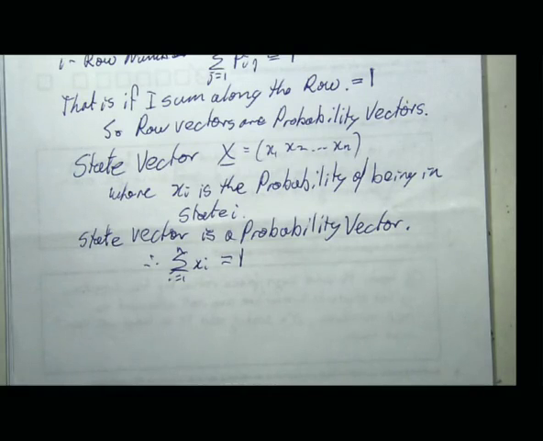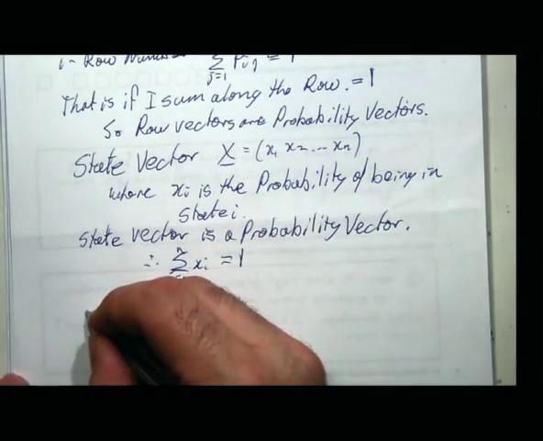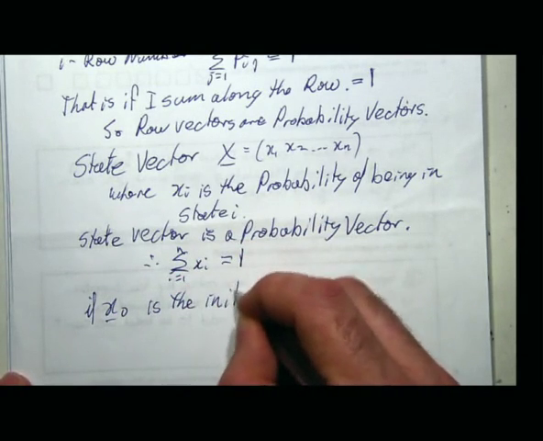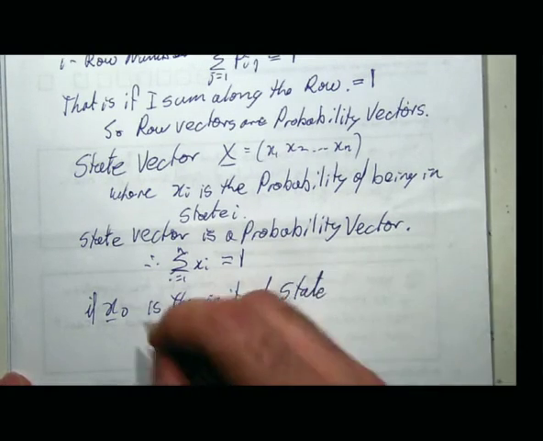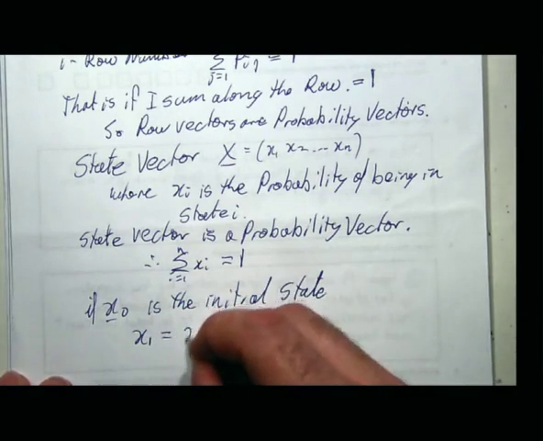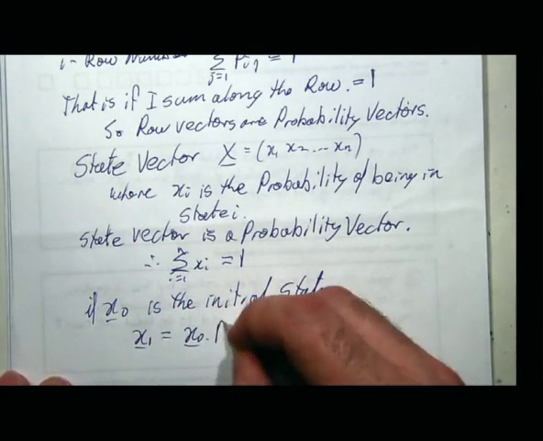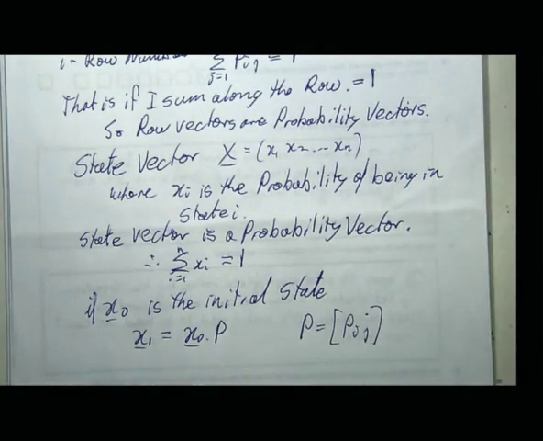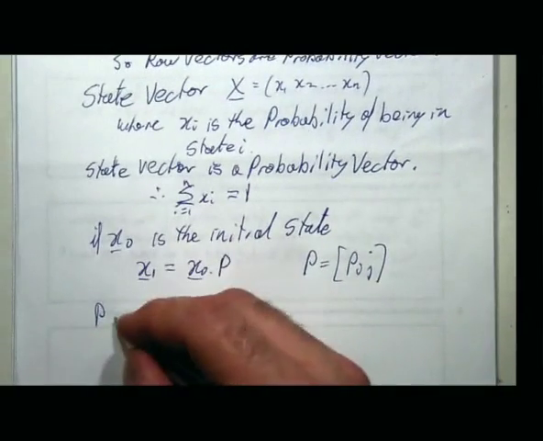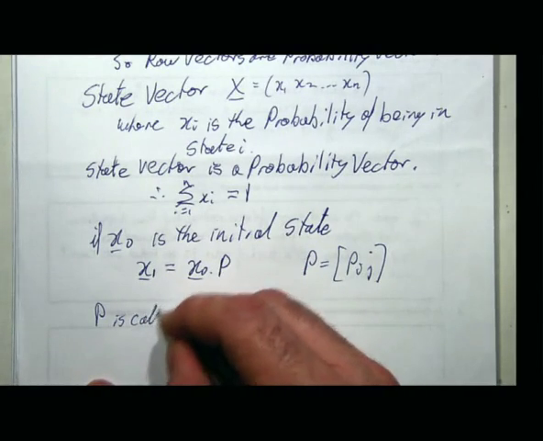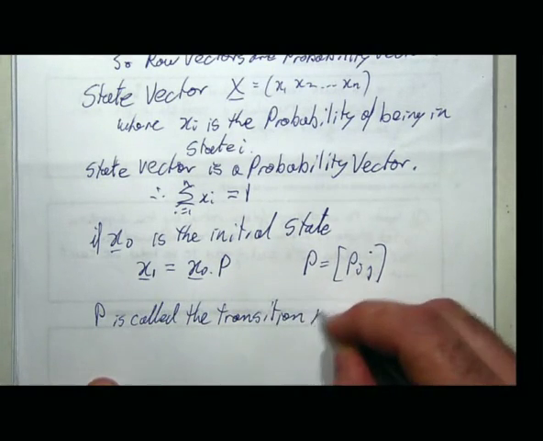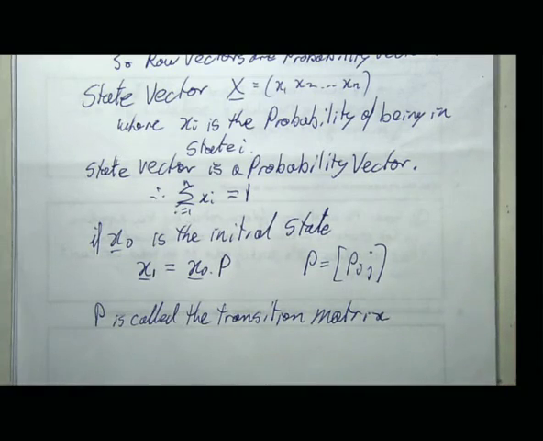Now, if x naught is the initial state vector, then x1 is equal to x naught times P. This P is called my transition matrix.